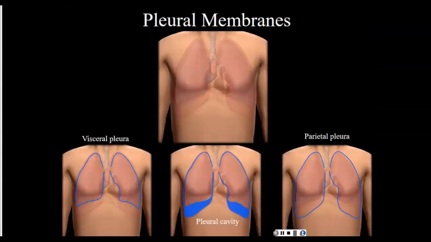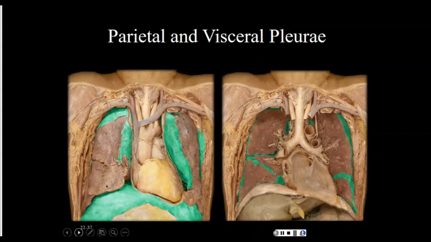Here is another drawing of it. Now, they're showing this cavity quite large. It's not really that big, but this is just to represent that there is a cavity between the visceral and parietal pleura. And this is what it looks like.